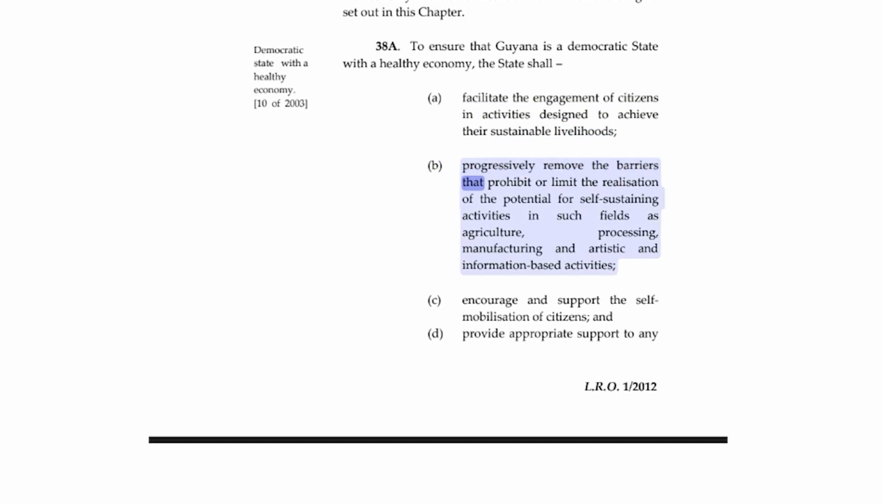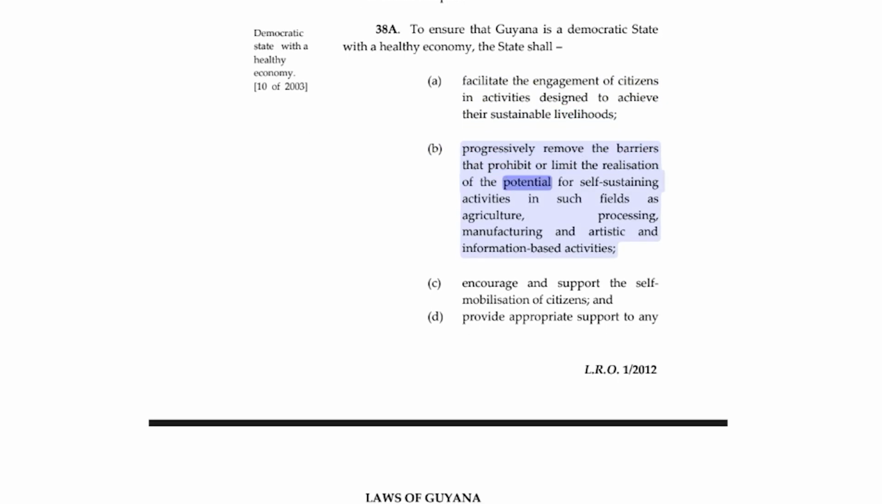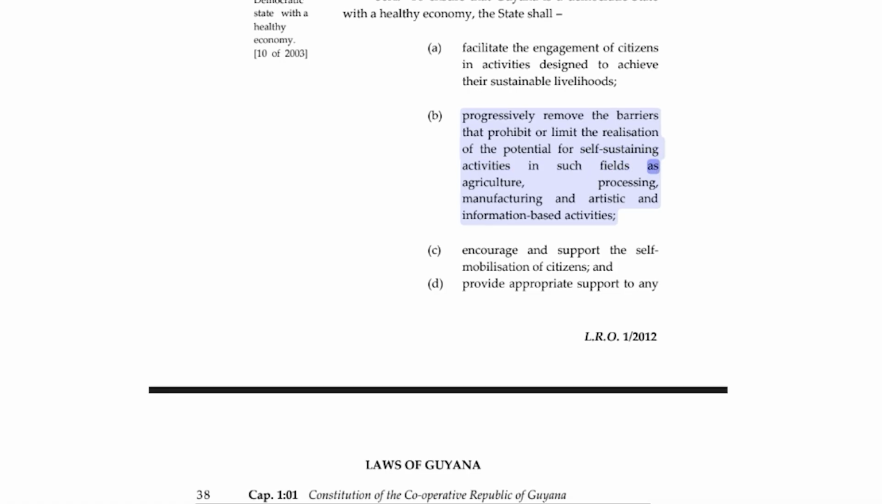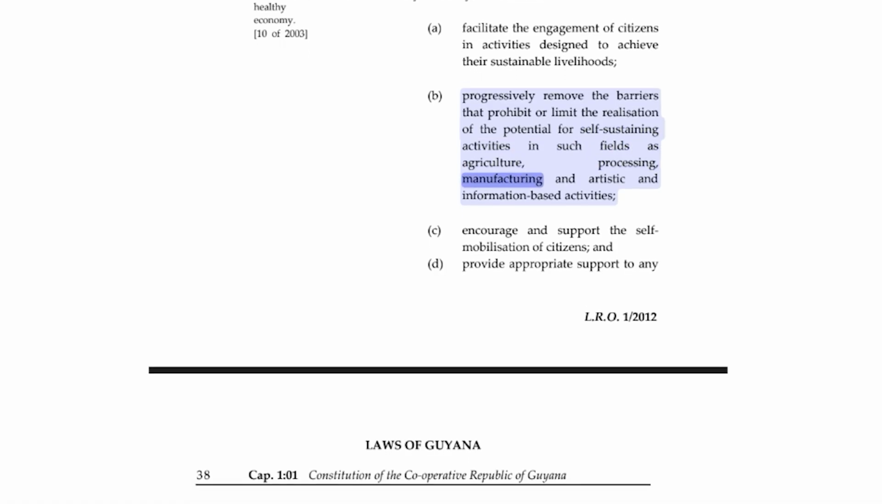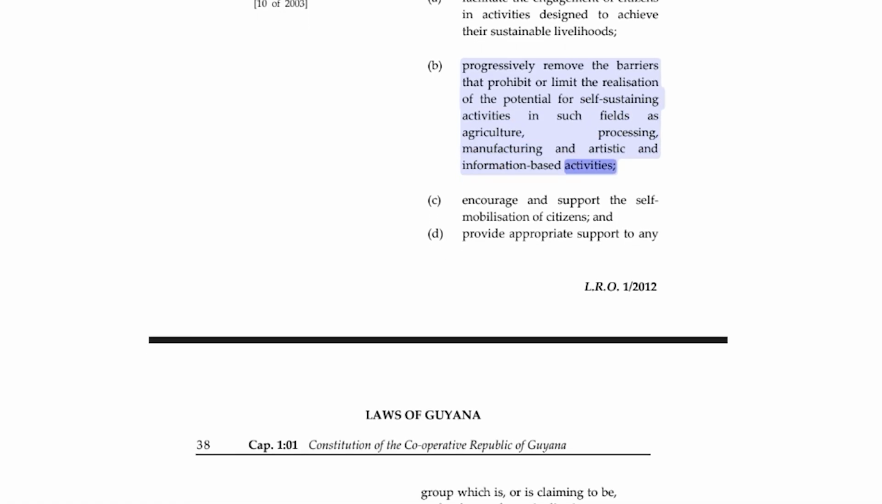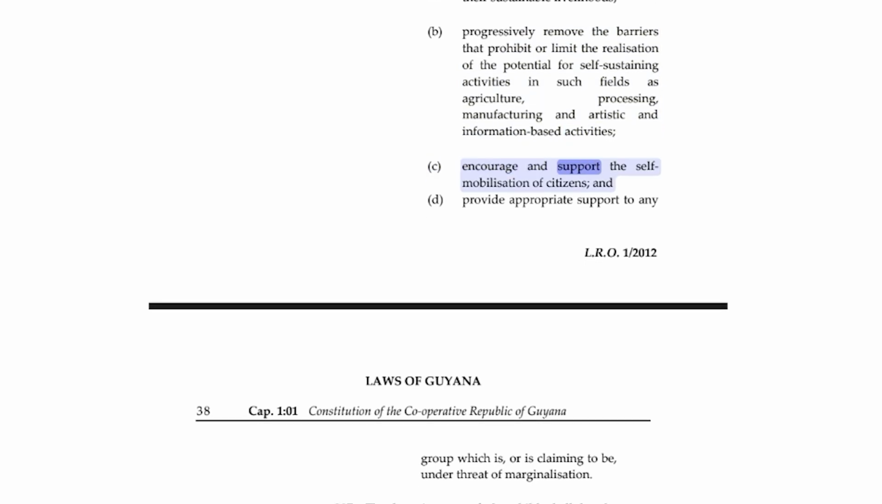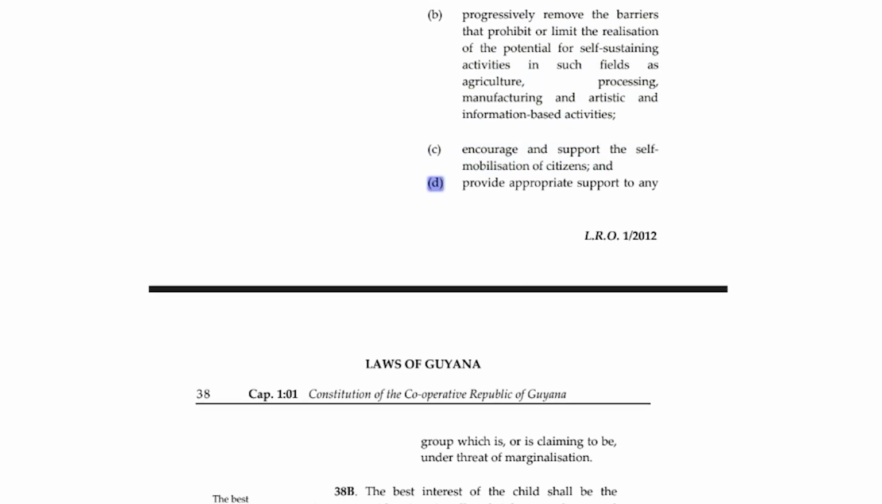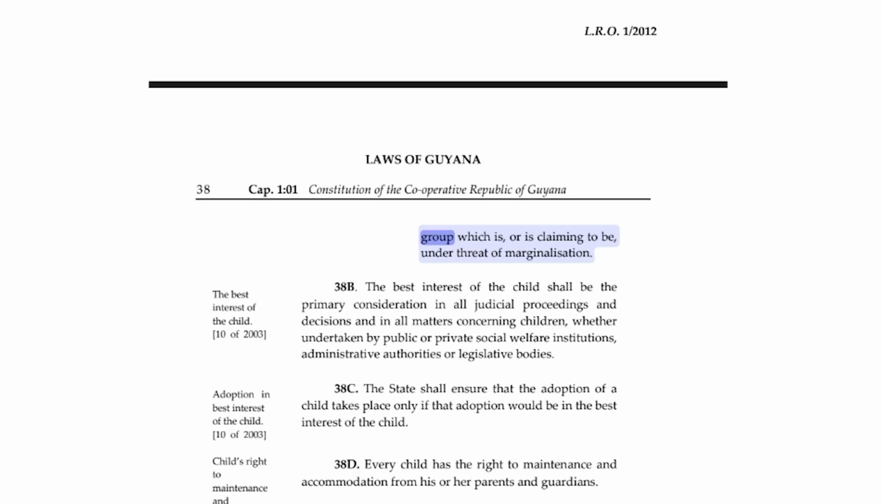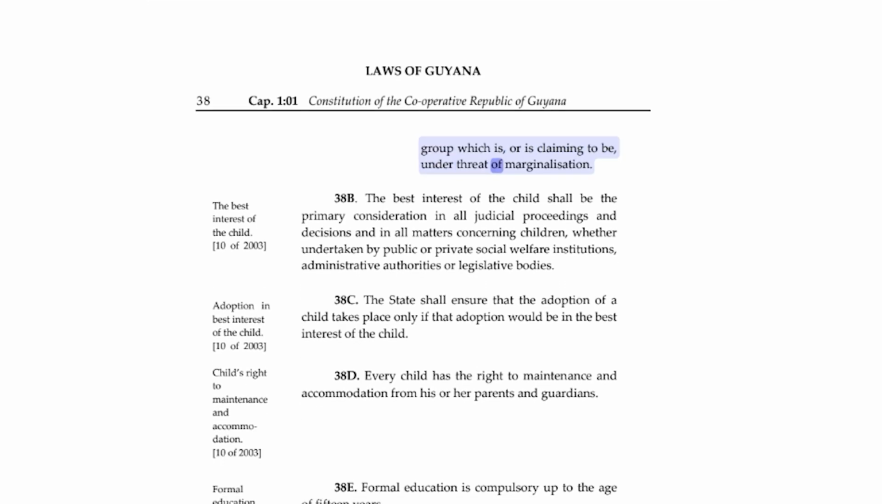Progressively remove the barriers that prohibit or limit the realization of the potential for self-sustaining activities in such fields as agriculture, processing, manufacturing, and artistic and information-based activities. C. Encourage and support the self-mobilization of citizens, and D. Provide appropriate support to any group which is or is claiming to be under threat of marginalization.